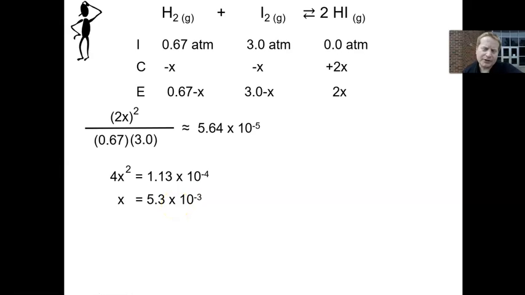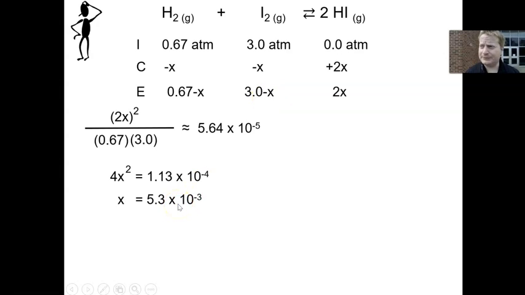Okay. And our last thing is we have to be careful. The problem said, what is the equilibrium pressure for HI? Now remember that each of these expressions at the bottom stands for a number, which is the pressure at equilibrium of those gases. So this is the pressure of H2. If we want to find the real pressure of H2 at equilibrium, the real answer is 0.67 minus our x value, which is a number. So that's our actual pressure. And our real answer for the equilibrium pressure of iodine, I2, is 3.0 minus this number.